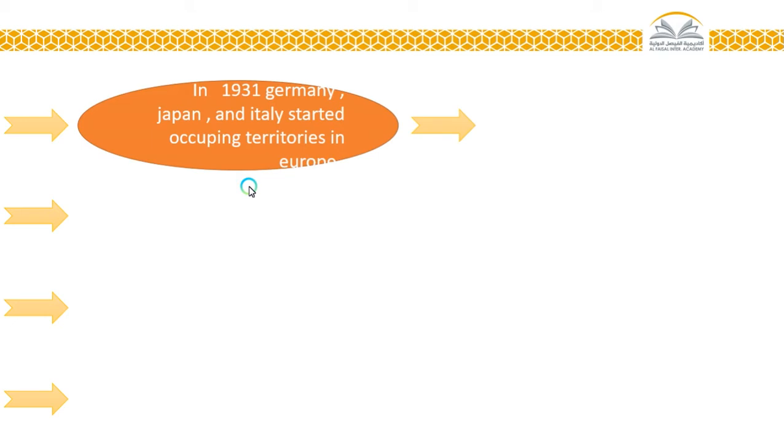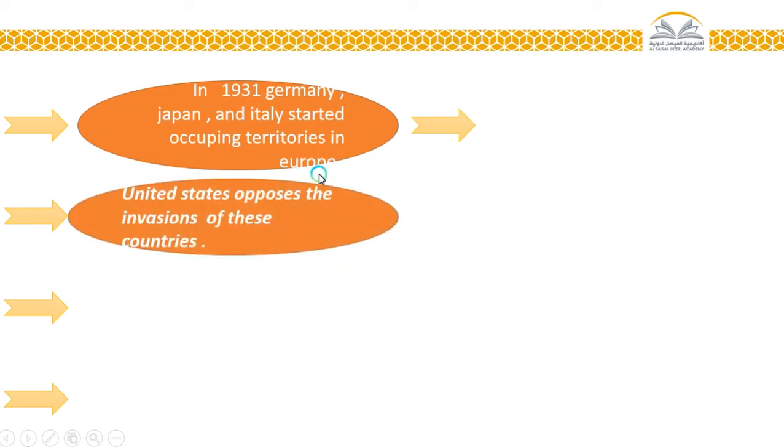In 1931, Germany, always Germany. During the First World War, Germany started the war, and even during the Second World War, Germany started it. In 1931, Germany, Japan, and Italy started occupying territories in Europe. After that, the United States opposed the invasion of these countries.